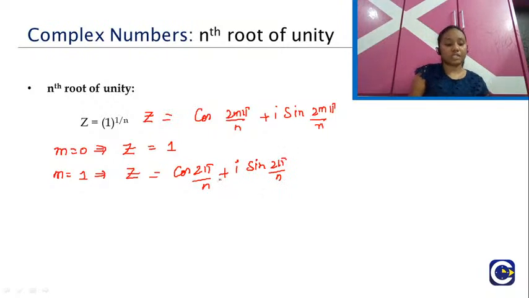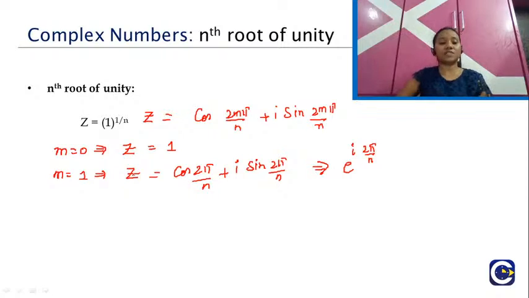Right. So this z here can be represented according to our Euler's form. So this can be represented as e power i theta, that is e power i 2 pi by n. Right. So here my second root, that is when my m value is equal to 1, is nothing but, in short form, e power i 2 pi by n, which is nothing but z equal to cos 2 pi by n plus i sine 2 pi by n.